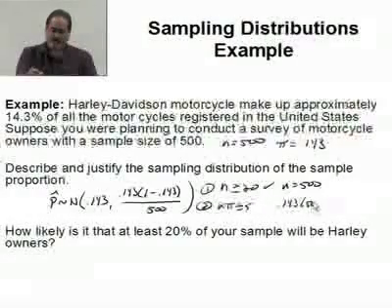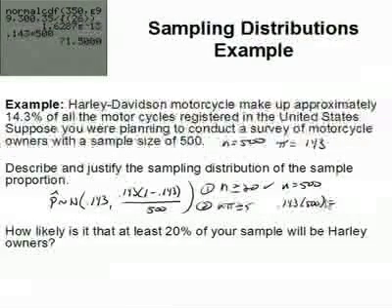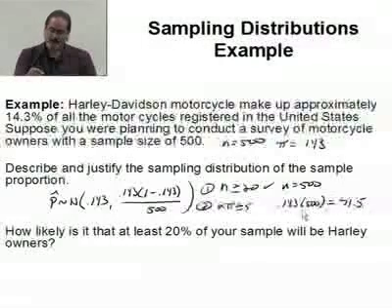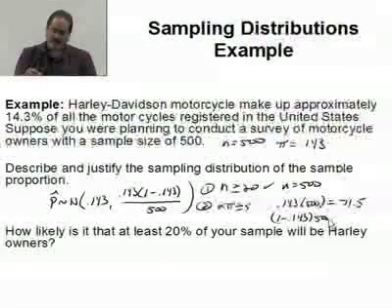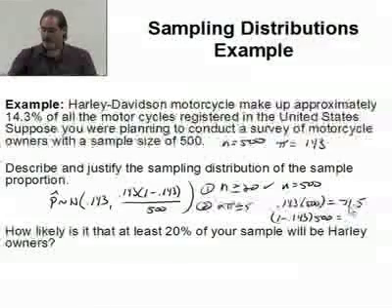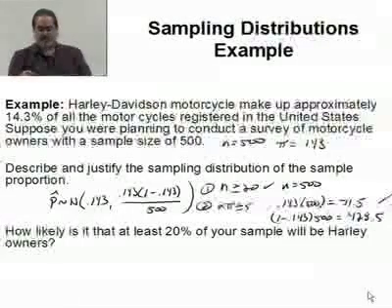0.143 times 500. It's definitely more than 5. Let me just do it real quickly here. 0.143 times 500, that's 71.5. And then I need 1 minus 0.143 times 500. Well, that's going to be 500 minus 71, which is going to give me, what, 428.5. Yeah, check. These are definitely greater than 5.